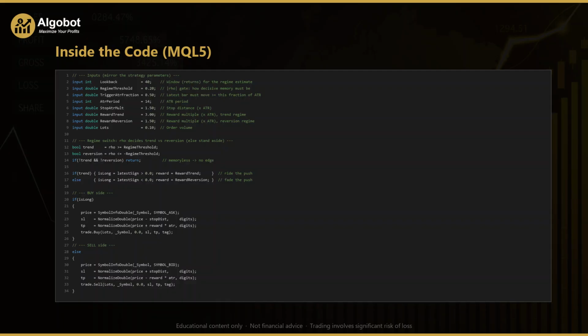Below the inputs is the regime switch itself. The code sets a trend flag when rho is greater than or equal to the threshold, and a reversion flag when rho is less than or equal to the negative threshold.